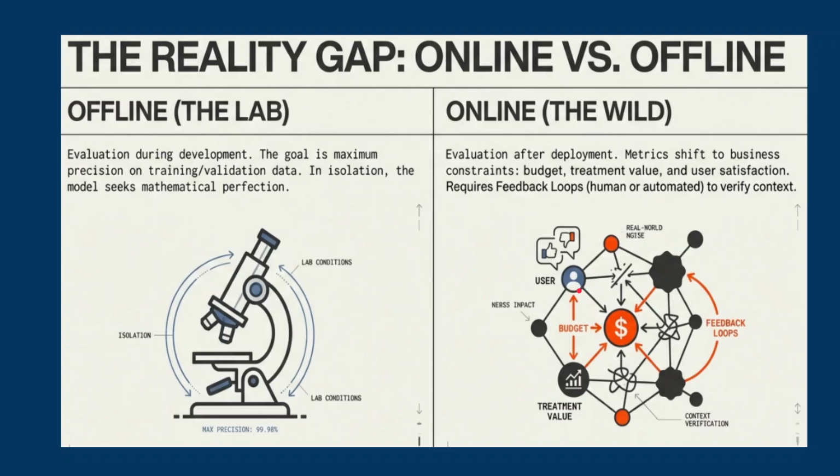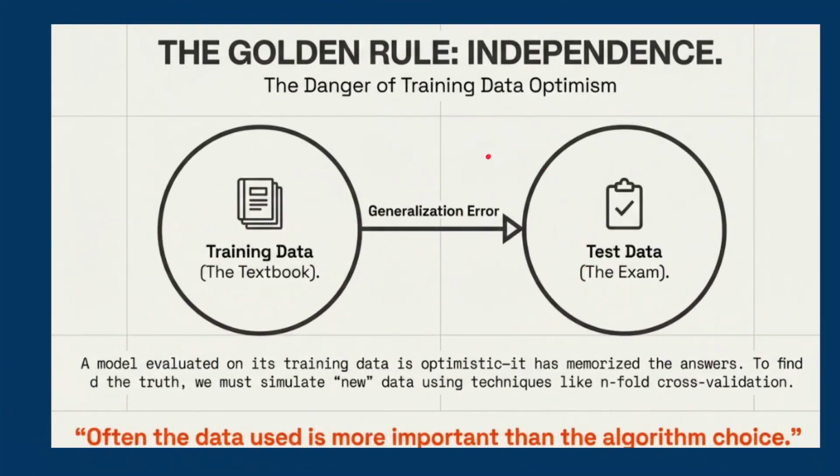Okay, and the golden rule for independence is the danger of training data optimism. Optimism is when we always choose one set of data and try to bring good results. That is not the proper case. It is like training data is the textbook, and generalization error comes when we use only the test data. That is the exam.